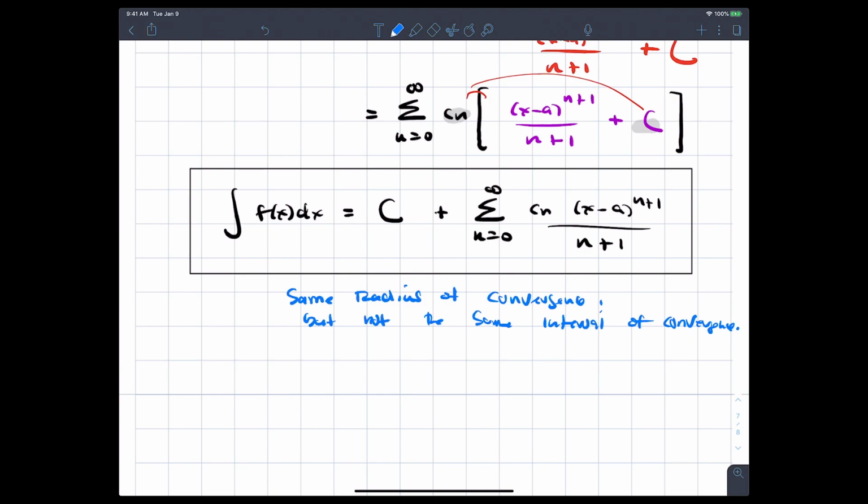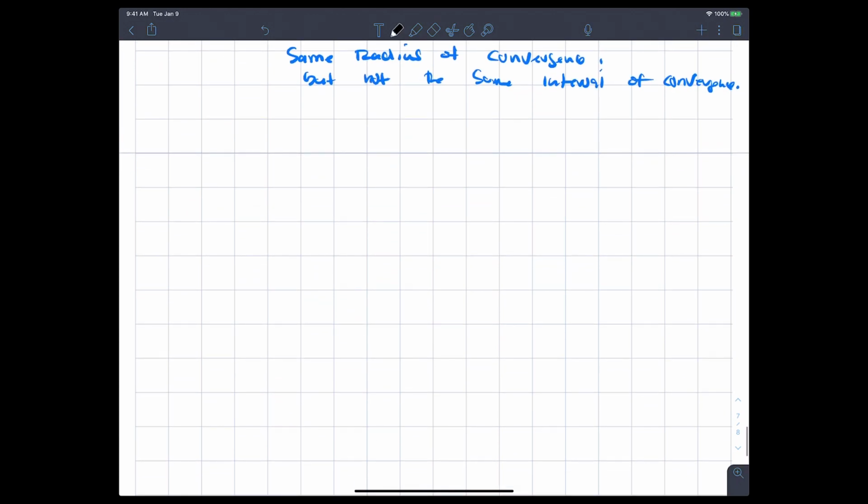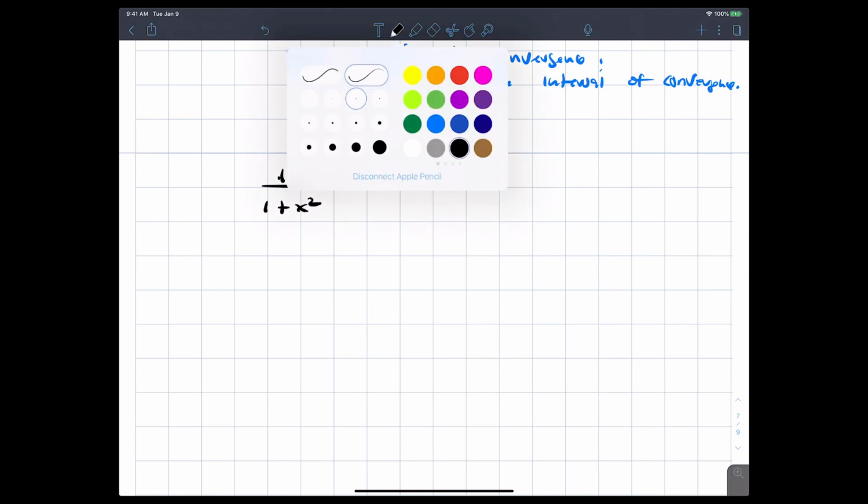And your book has an outstanding example. And this is kind of where we're headed. So here's what your book takes. Recall, I think we did this, or maybe we didn't, but it's okay. We'll do it now. If I know the power series expansion of 1 over 1 plus x squared, let's find this expansion.